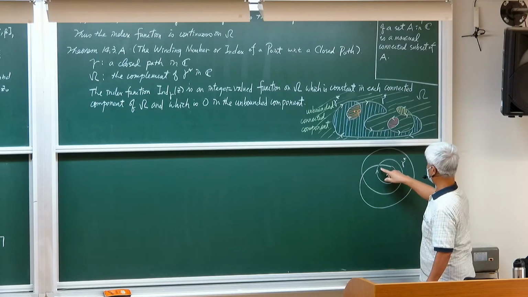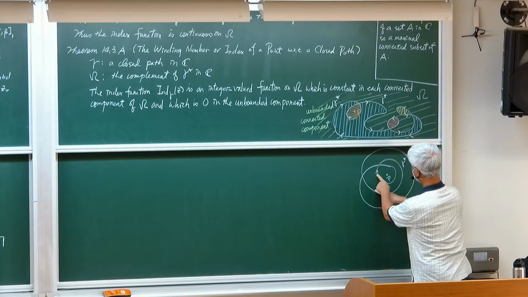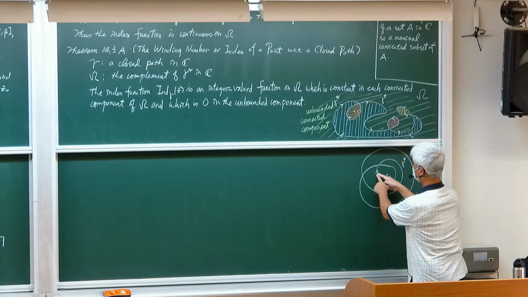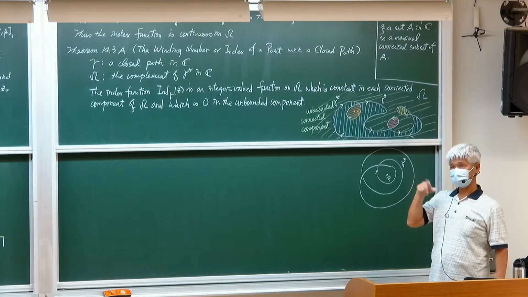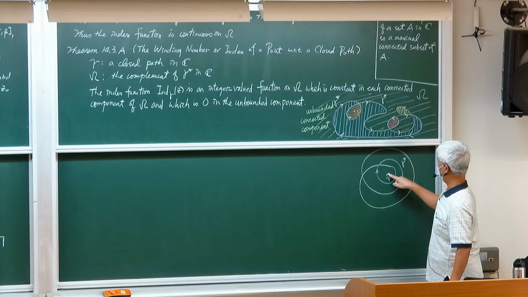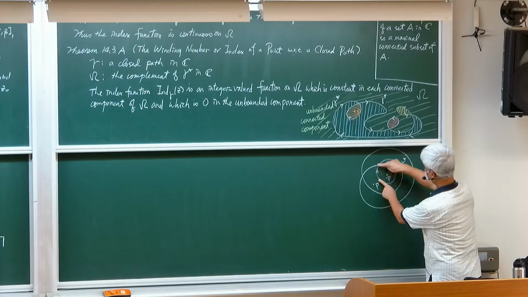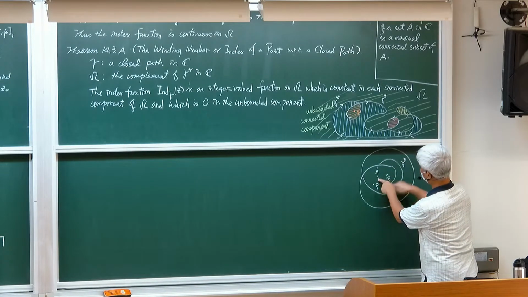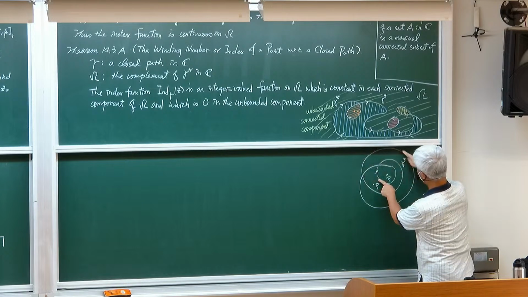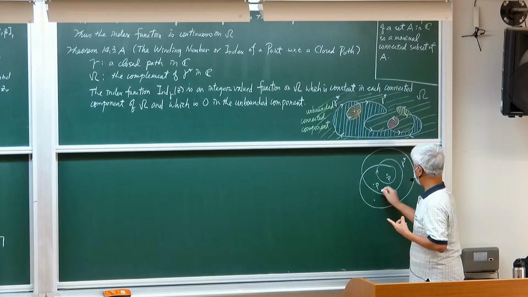Okay, now let us see. Starting from here, 1, 2, 3. Okay, so the winding number will be 3 in this case, for this point. But if we have a point here, now starting here, there's no effect, right? No winding. But starting here, 1 and 2. So the winding number would be 2 for this point.